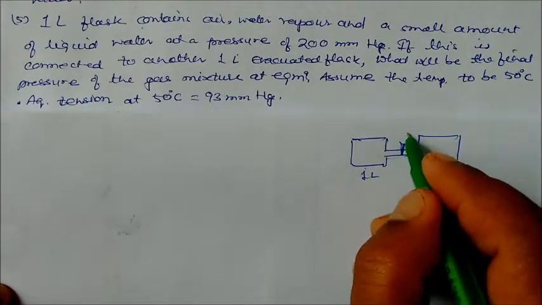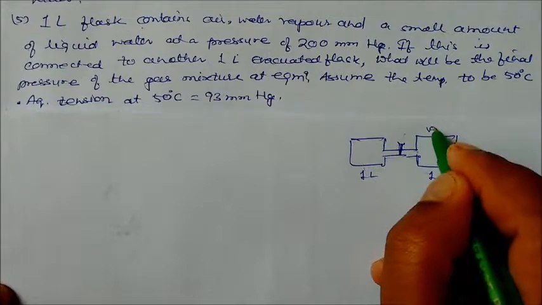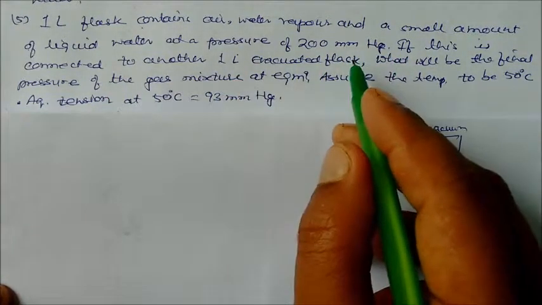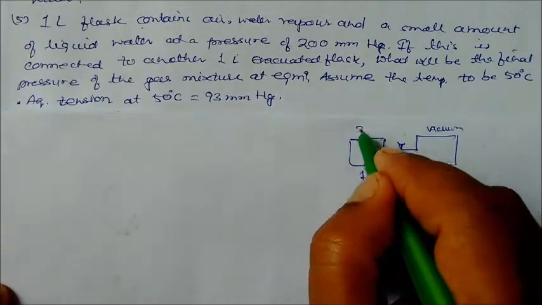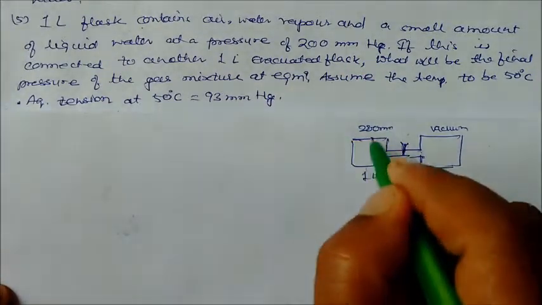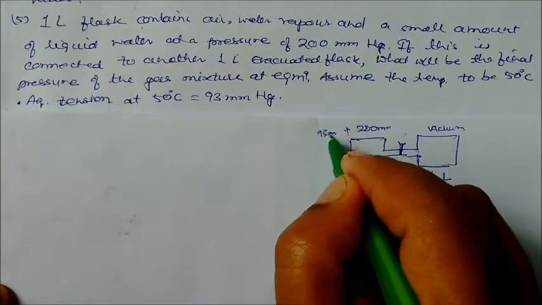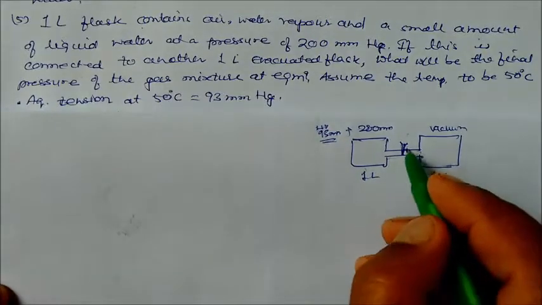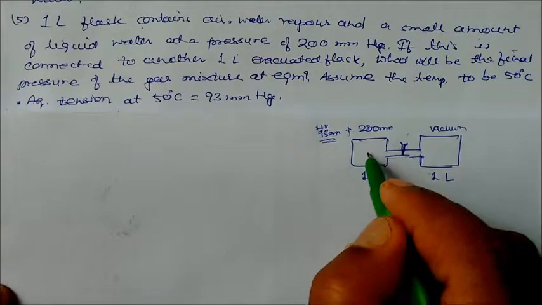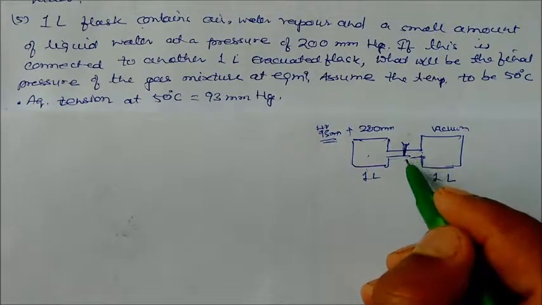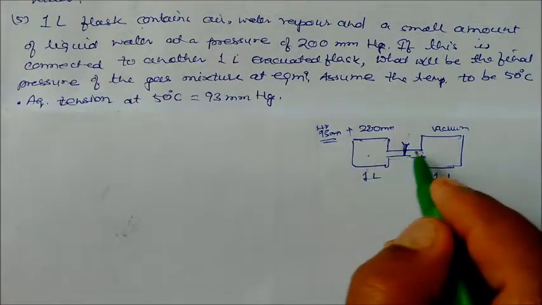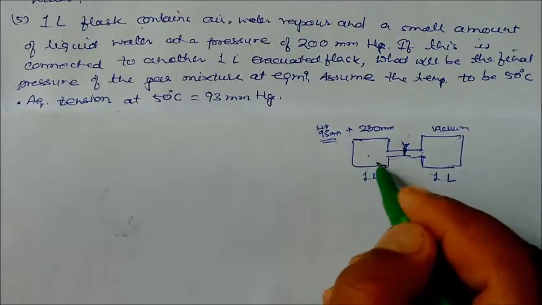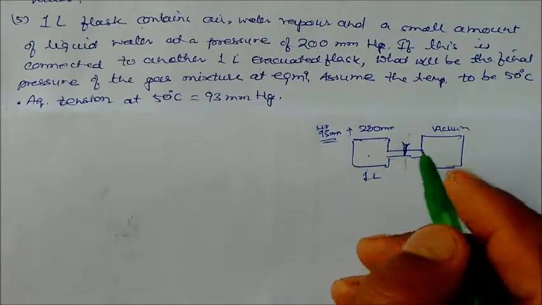When you remove the stopcock, this flask is vacuum and the other gas is filled with pressure 200 millimeter, plus water 93 millimeter. So the total pressure is given here, and this is the pressure of the water vapor. When you remove the stopcock, the gas will go from here to this one. After that, the vapor pressure of both will be equal to each other. So first we will find the pressure of the gas, following the gas laws, Boyle's law.